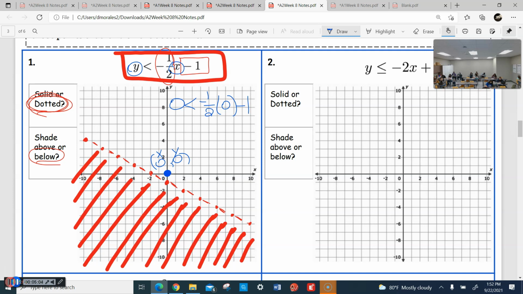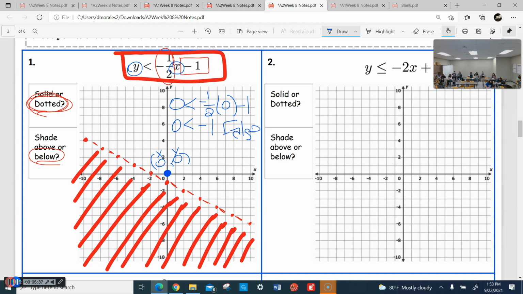So from left to right, here's what my statement says now. 0 is less than, what is negative 1/2 times 0? 0. And what's 0 minus 1? So true or false, 0 is smaller than negative 1? False. And think of a number line. 0 is right here, negative 1 is over here. It's smaller. So 0 is not the smaller number. That means this statement is false. That means anything in this area is also not a good point, it is a false point.